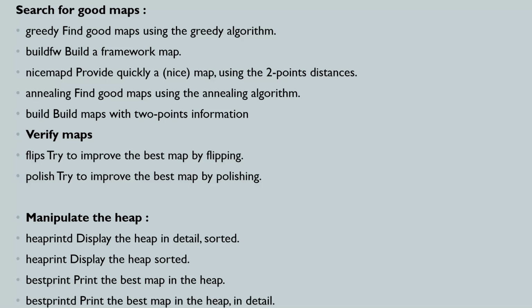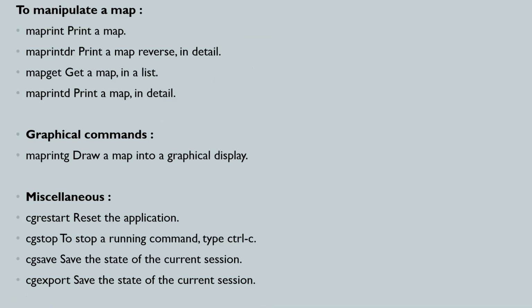And once you get the maps, we need to verify by flipping. There are a couple of commands to do that: flips and polish. And heap is nothing but, for all the analysis that has been done in the Carthagene software, everything is saved temporarily in RAM and we call it a heap. So we can manipulate the heap or print the entire heap or a part of it based on the commands. For example, best print just prints the best map from the heap and leaves all others out. But if I do heap print T, it prints all the 100 maps or 10 maps, however many maps it has.